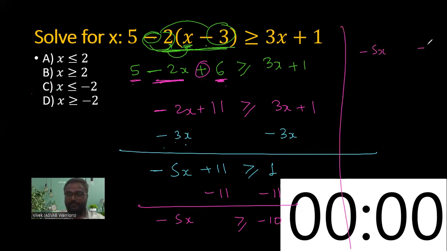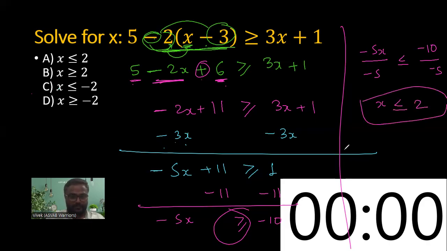Negative 5x is greater than or equal to negative 10. If I divide both sides by negative 5, the inequality will flip. So it becomes x is greater than or equal to 2. Sorry, x is less than or equal to 2.